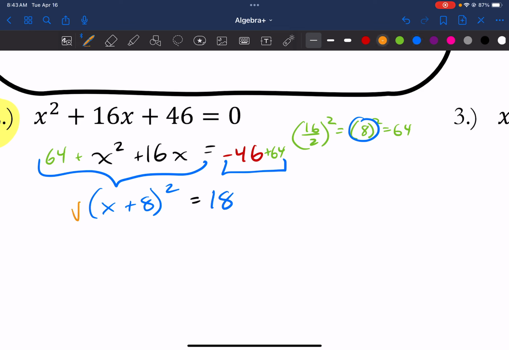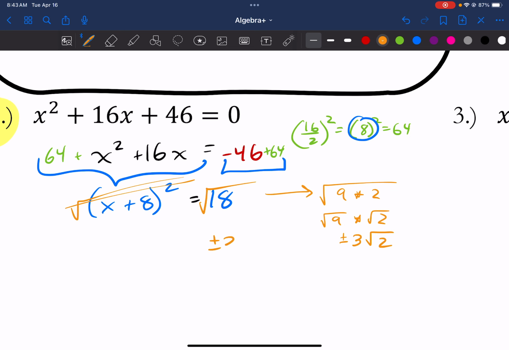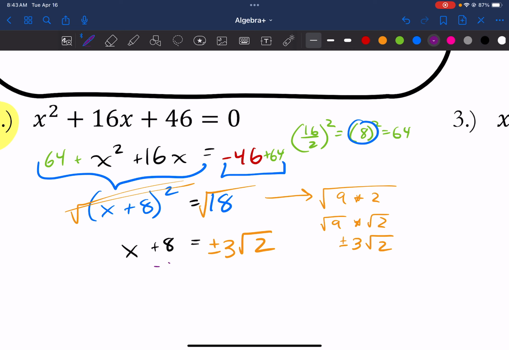I'm going to take the square root. So I find out that the square root of 18 can be the square root of 9 times 2, so the square root of 9 times the square root of 2, which gives me positive negative 3 root 2. So here we go, I simplified it. So I get x plus 8. Now I'm going to subtract 8.